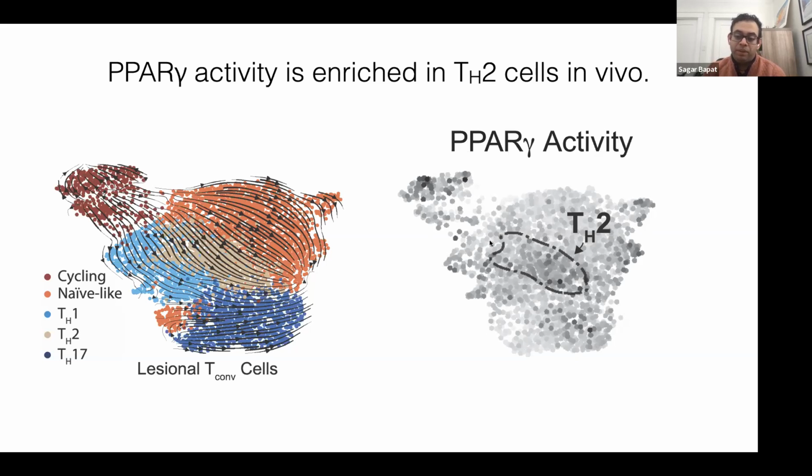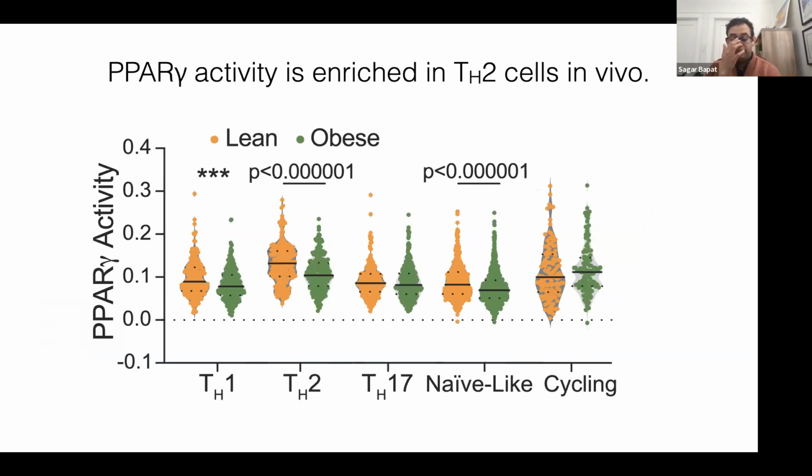And it turns out that PPAR gamma activity seems to be highest in Th2 cells, which will probably be more readily seen in this violin plot. These violin plots, where the orange are the lean animals, show the different lean CD4 cells across the different clusters. And you'll hopefully notice that the Th2 cluster seems to have the highest PPAR activity score. And you may also notice that in the obese CD4 Th2 cells, there's a marked decrease.